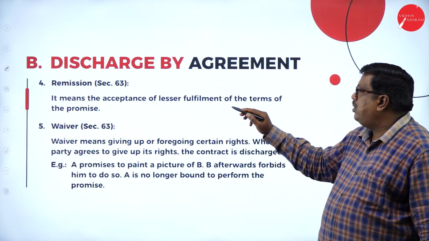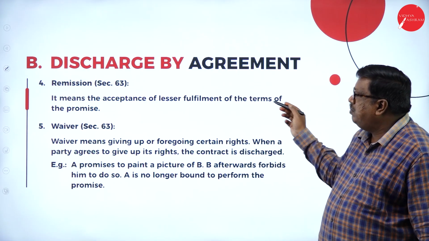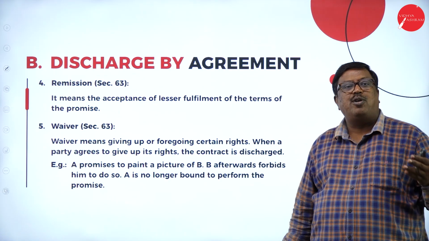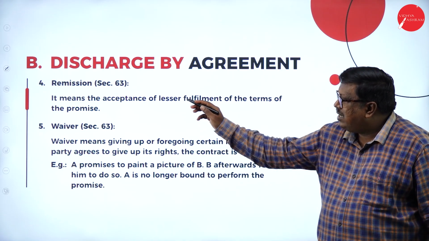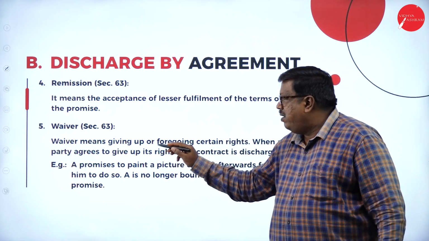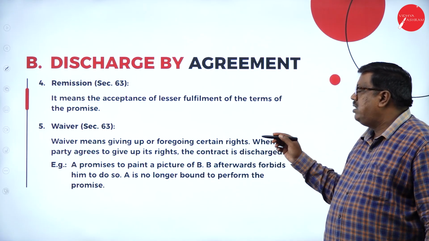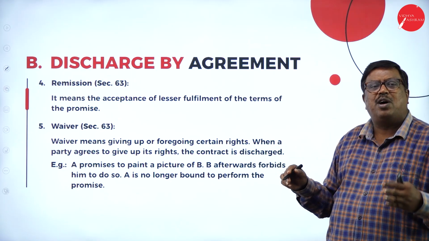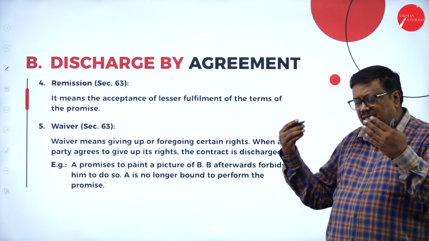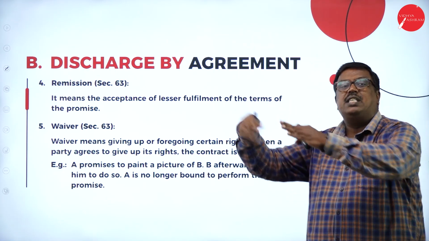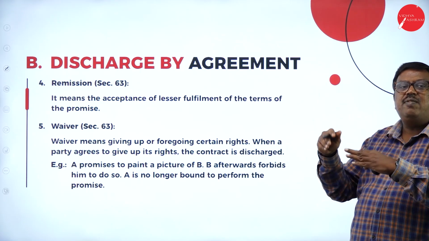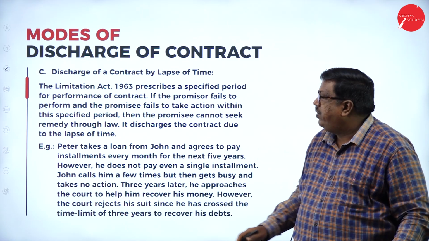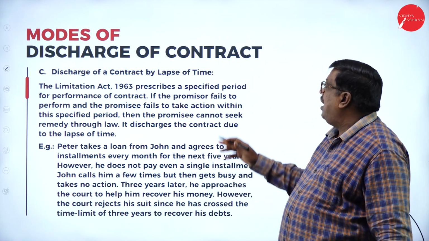Remission, it means acceptance of lesser fulfillment of the terms of the promise. Say, out of 10 points, 8 points have been agreed. That is called remission. Waiver. Waiver means giving up or foregoing certain rights. Okay, you have accepted to buy a product. Okay, no problem. Out of 10 conditions, you are accepting 8. Chalo, the contract will be continued here. So I'm going to leave 2 points as per the request you made. That is called waiver.